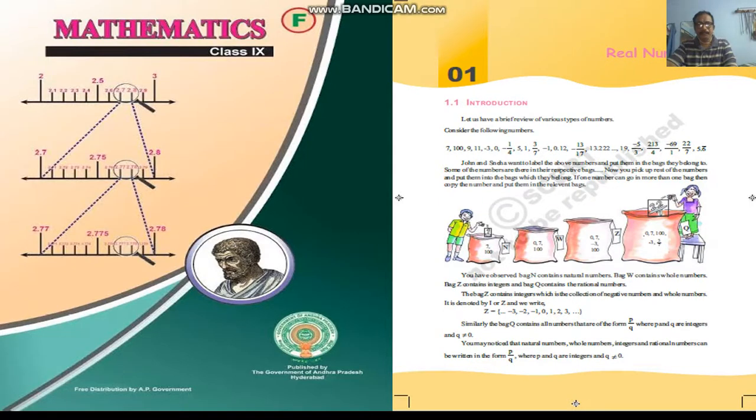Good morning, students. We have already been in the chapter Real Numbers. Today we are going to learn about some more topics in real numbers.